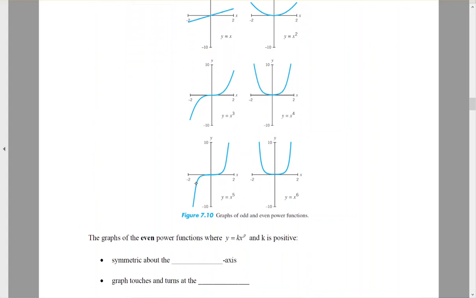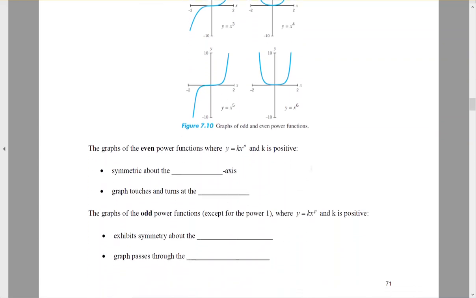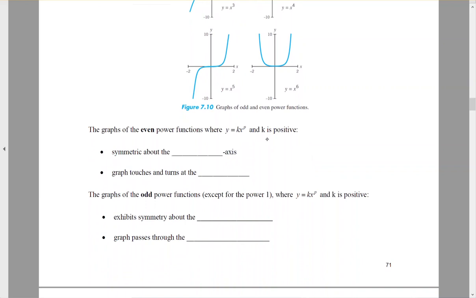X to the 5th, same idea, but you can see that flattening out on all of these graphs and how it rises pretty quickly. So the graphs of even powered functions where k is positive, in other words, the number in front is positive. We'll talk about when it's not in just a minute.